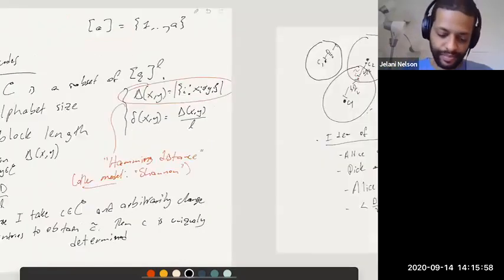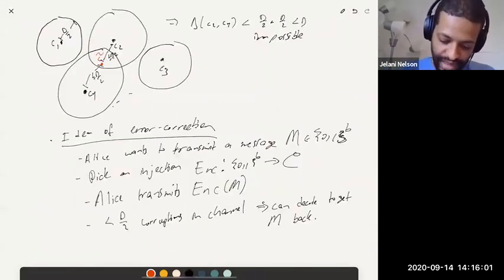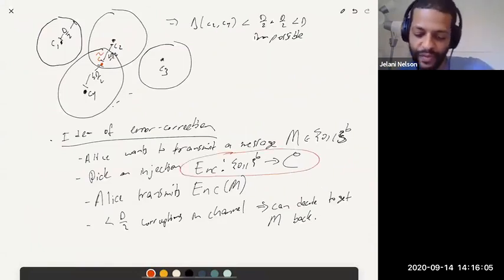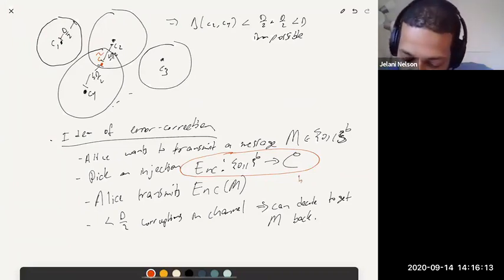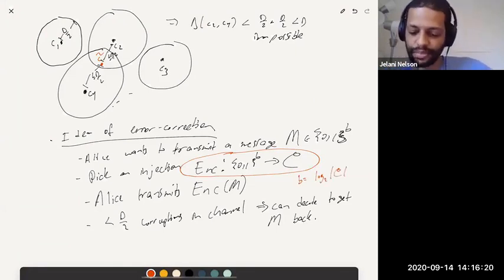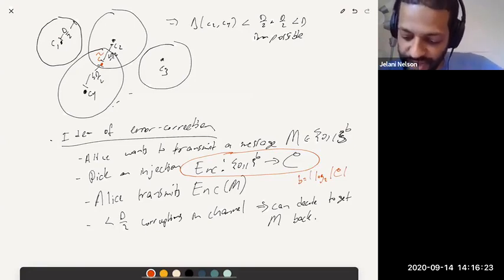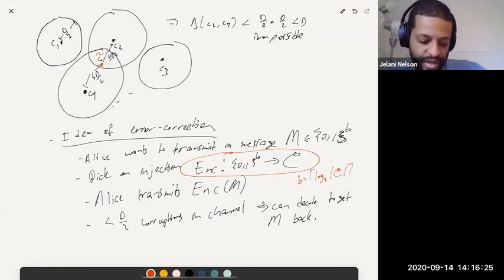Why? Because remember, at the end of the day, the way my encoding works is there's an injection from the space of messages I want to send to the code. So you can think of B as log base 2 of the size of C. It has to be an integer, and it has to be an injection, so it's the floor, it can't be bigger.